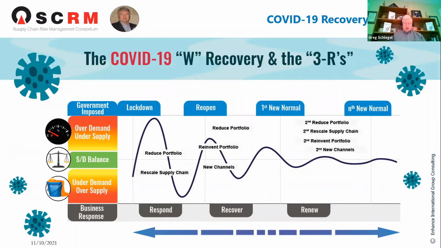Second R, recovery. Again, the government reopening around the globe. And the second surge, third surge, fourth surge, and more are now manifesting itself into another over demand and undersupply for what? PPE products around the globe, even for those companies who reinvented their portfolios to produce new products for new healthcare channels. And in sectors other than healthcare, the phased reopening is now causing what?